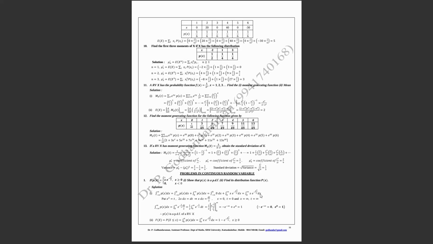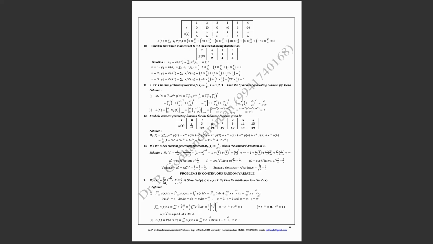The limits are given as x equal to 0 and x equal to infinity. If x is equal to 0, t is equal to 0. If x is equal to infinity, t is also infinity. So there is no change in the limits. Hence, the integral from minus infinity to plus infinity of P of x dx equals the remaining interval, which changes into the t limits: t equal to 0 to t equal to infinity.